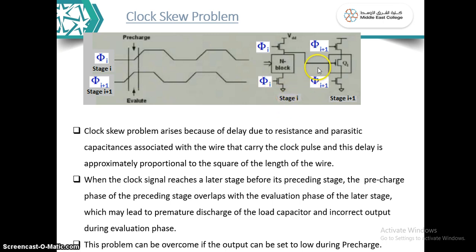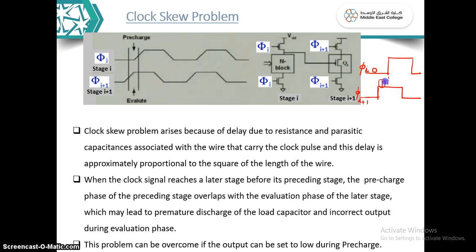So now imagine a situation where the clock reaches the second stage first, and only later reaches the first stage. So what will happen if the clock first reaches the second stage? I'm just drawing this again, same thing shown over here. This is your clock. The moment phi equals 0, it is the precharge phase. So this is the clock on the ith stage, and this is the clock reaching the (i+1)th stage. Suppose at the (i+1)th stage, your clock reaches first. Then the ith stage. So here it will become 1.